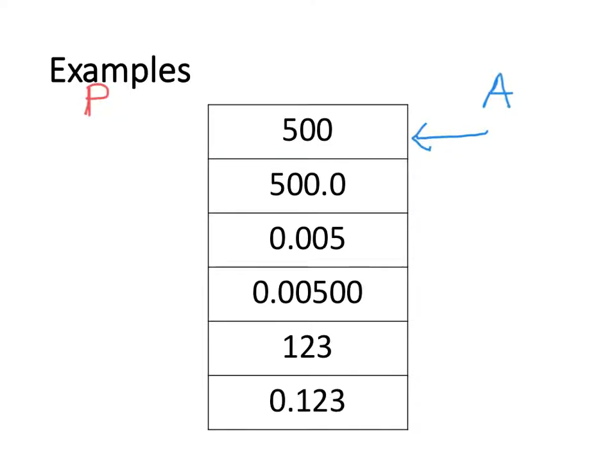We start our count at the first non-zero. That doesn't count, that doesn't count, that counts. Everything else, there's nothing after that. So we only have one significant figure. The next example is 500.0.